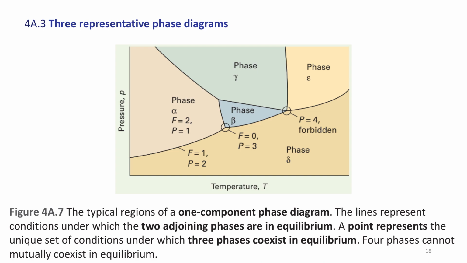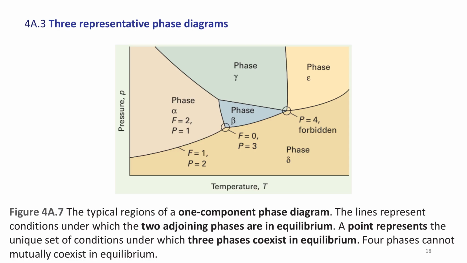This labeled diagram unites the phase rule with the geometry of a phase map. Within each colored area, P is 1 and F is 2. Along an ordinary boundary, two phases coexist and F is 1. At the point where three boundaries meet, P is 3 and F is 0.